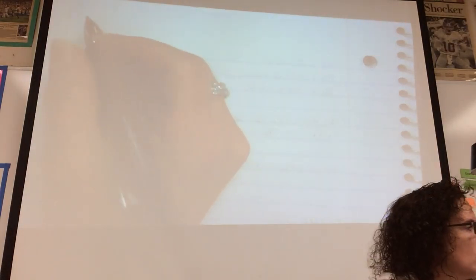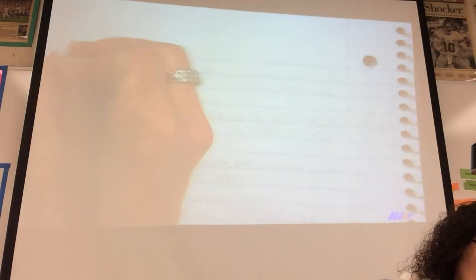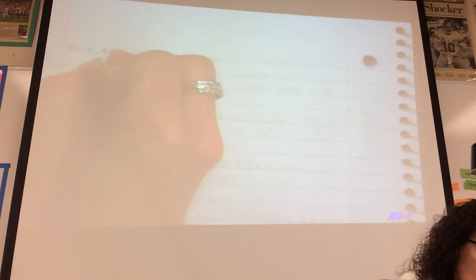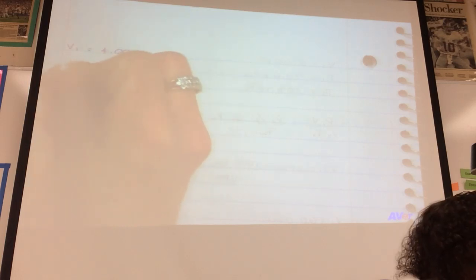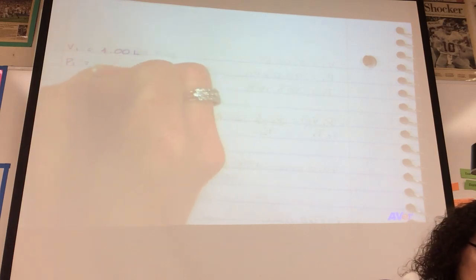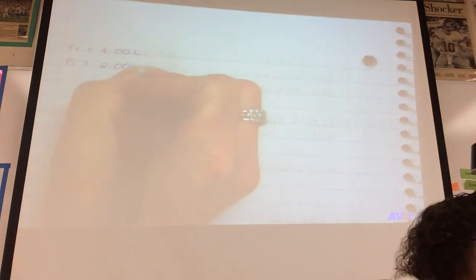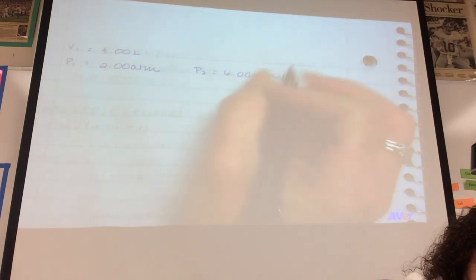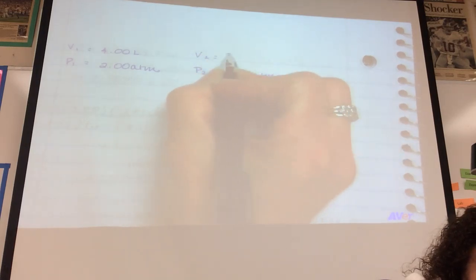If you were to write all of this information out, under the first set of conditions, which I'll call V1, the volume is 4 liters, and under the first set of conditions, which is P1, the pressure is 2 atmospheres. If the pressure, P2, is increased to 6 atmospheres, now we're under the second set of conditions, we want to know V2.